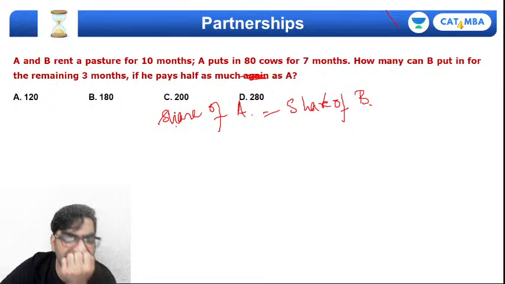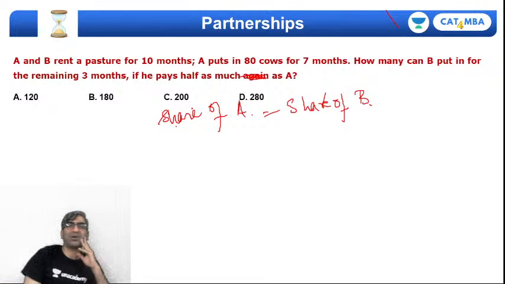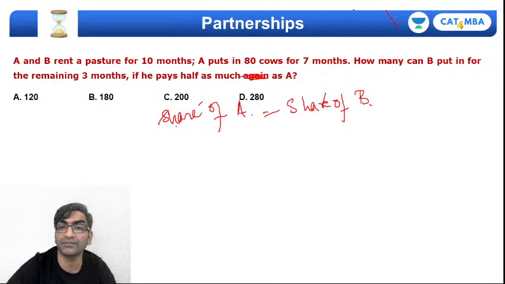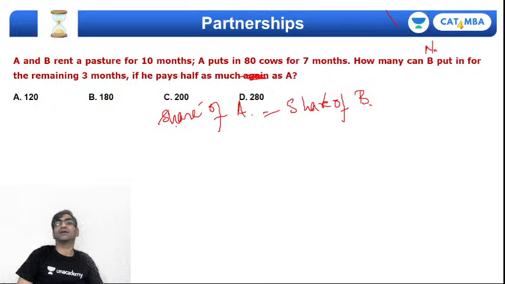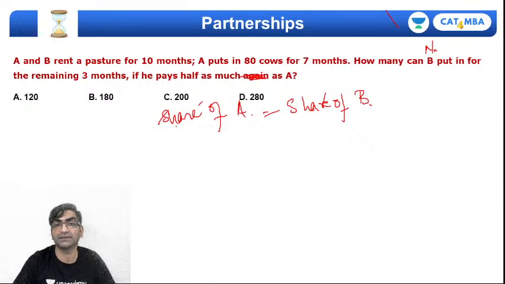Well, ideally, is this a partnership problem really? A and B rent a pasture for their cows to graze. A puts in 80 cows, B puts in, I don't know how many, let's say B puts in N cows. So the total amount of grass that gets eaten from the pasture will depend on the number of cows as well as how long they ate. So it will depend on both the number of cows and how long.